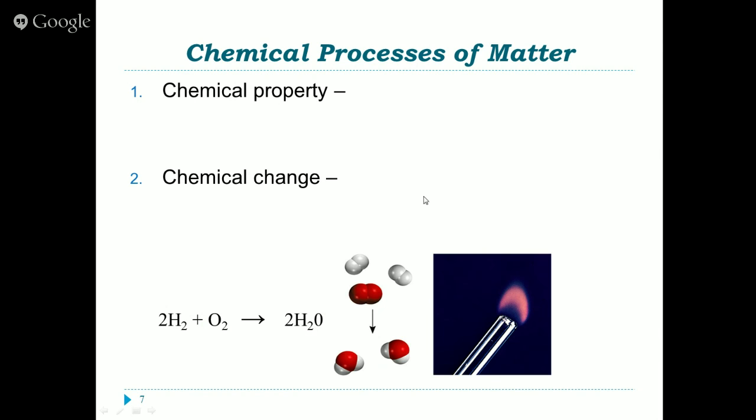So how things react with each other, whether they react with an acid or a base, or they're flammable, these are all chemical properties because it's going to show that we can change the composition.